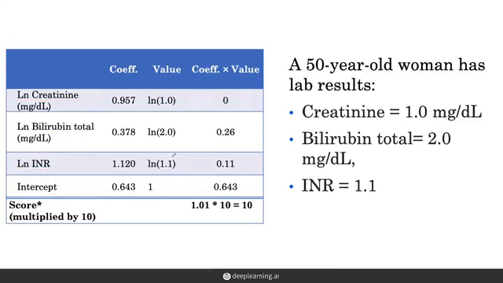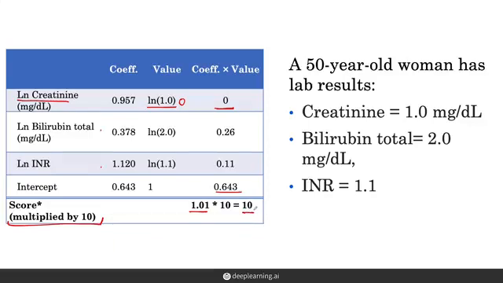First, we enter in the natural log of the creatinine value to get natural log of 1, which is 0, and we multiply that with the coefficient value to fill in this column over here. And we repeat this with the other two lab features, and we already have the intercept, and we sum up this column to get a score of 1.01. For convention, this score is multiplied by 10 and rounded to get an output MELD score of 10.